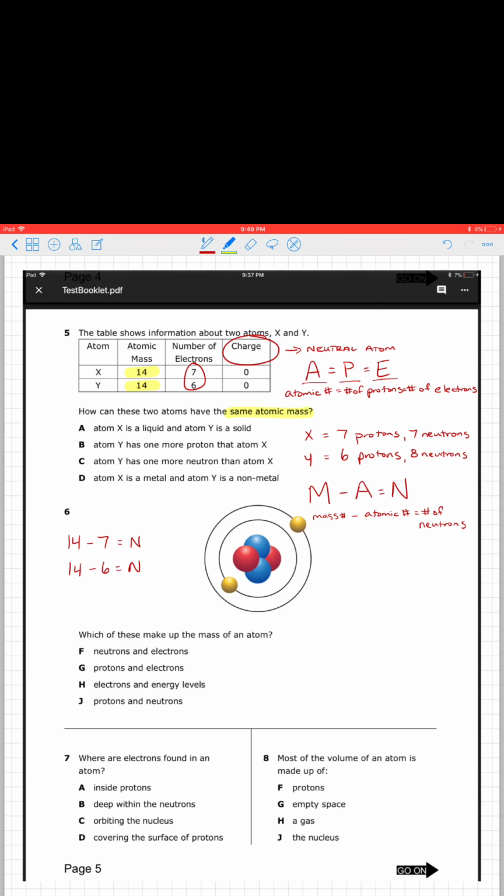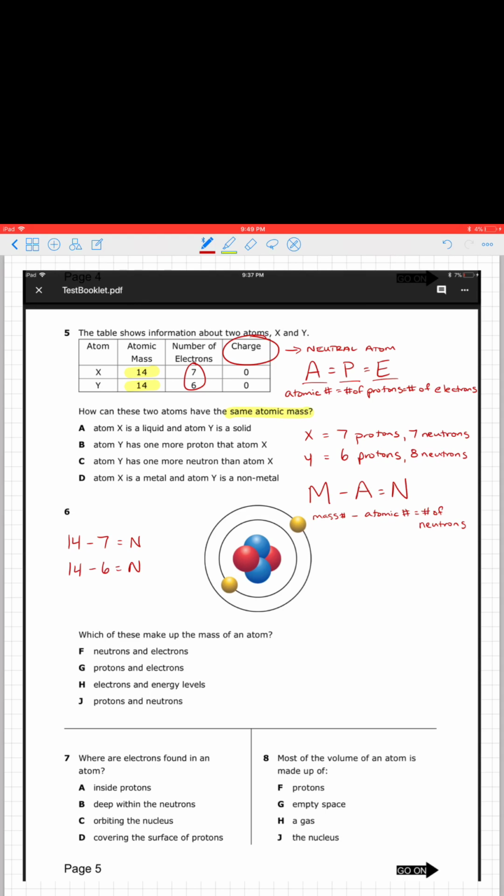All right, and then number 8. This one was a little tricky. A lot of people chose J for this one. They said most of the volume of an atom is made up of the nucleus. Now we know that the nucleus is the most dense part, but remember from our homework video, if you guys watched that from 2 weeks ago, our homework video talked about how actually the nucleus is really, really, really small.